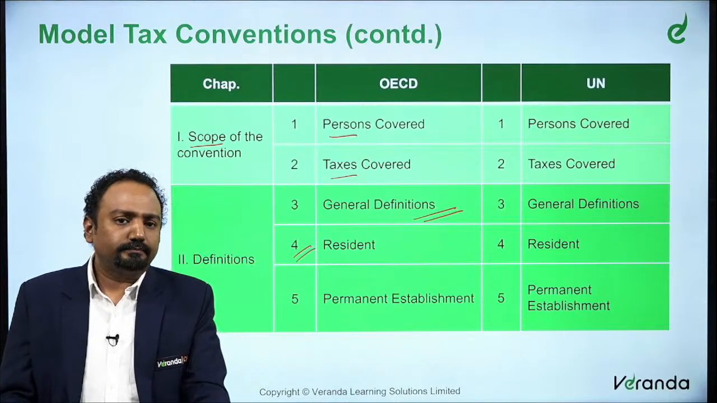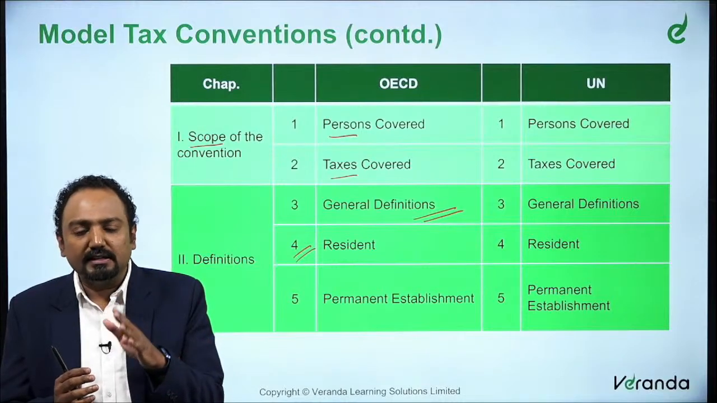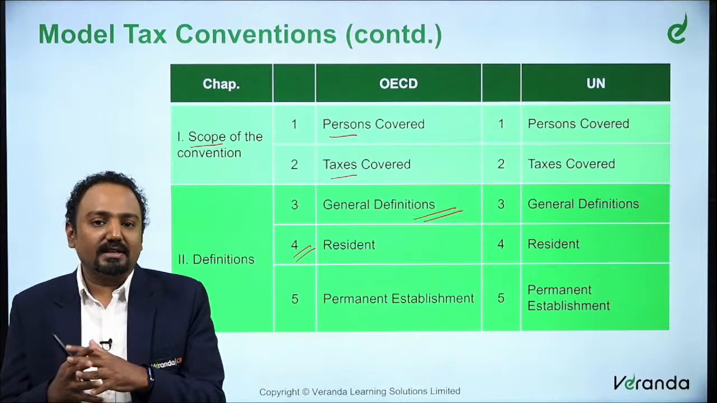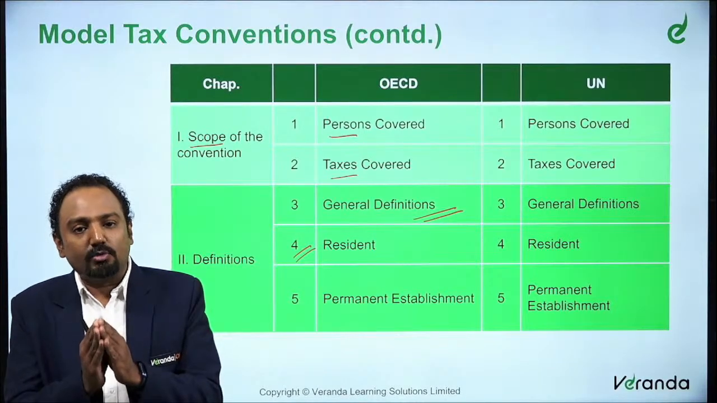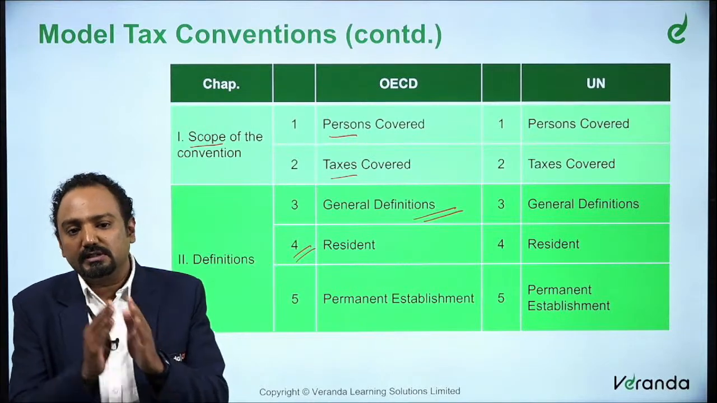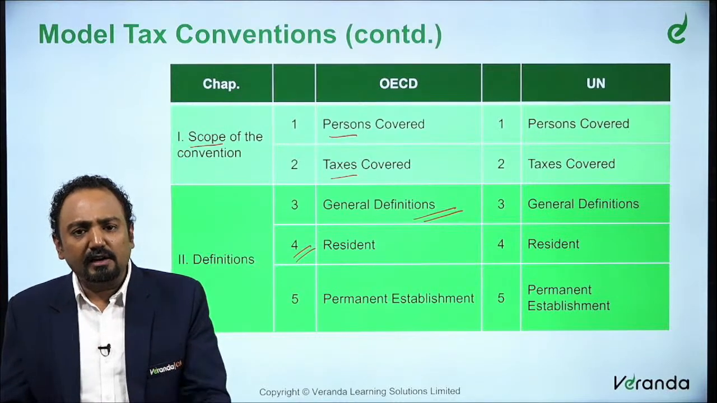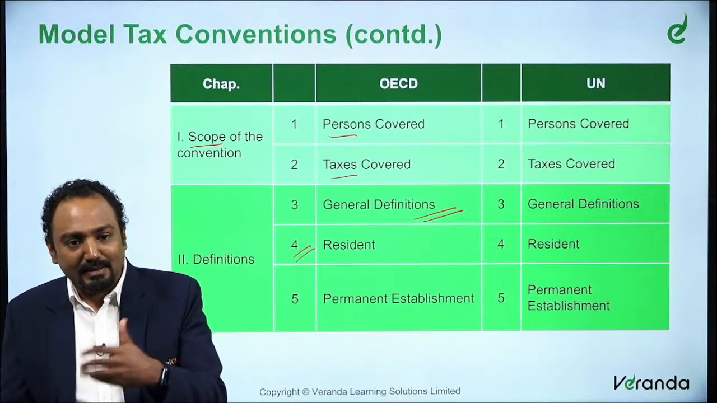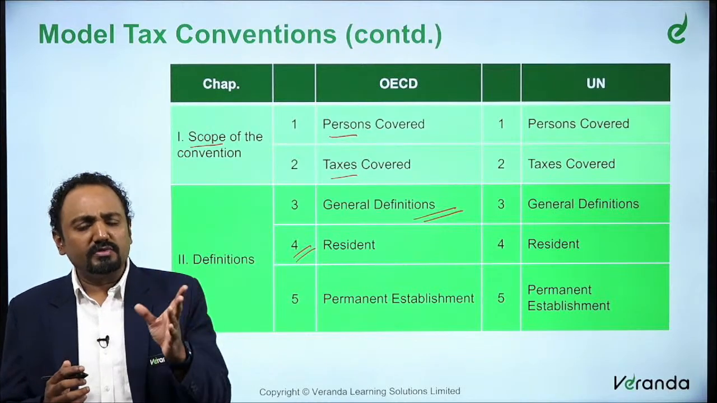The fourth article is about the resident. So when you say resident, when is someone called a resident? What is the scenario that will make someone a resident? We discussed section 6, which talks about who is a resident and who is a non-resident. Similarly, article 4 of this DTA, or treaty, discusses how you decide someone as a resident or not. So this is similar to what we have seen in income tax.